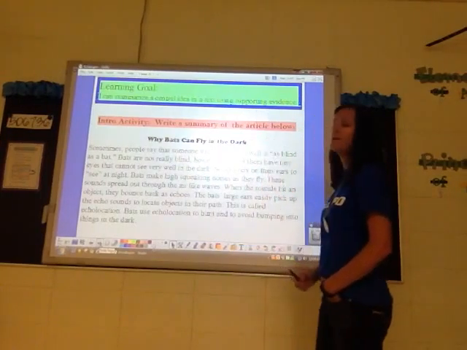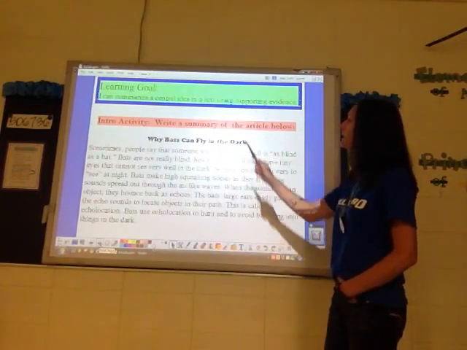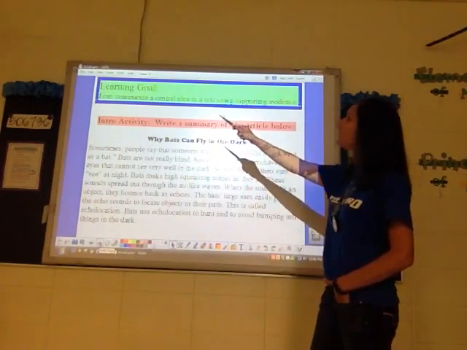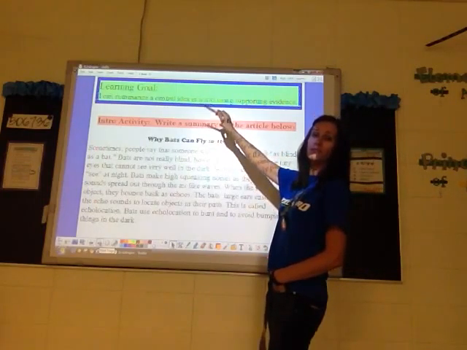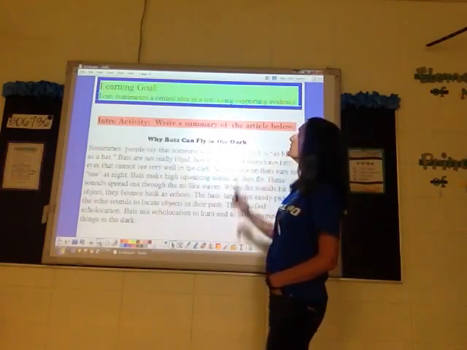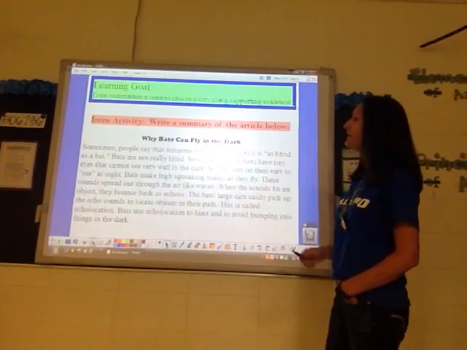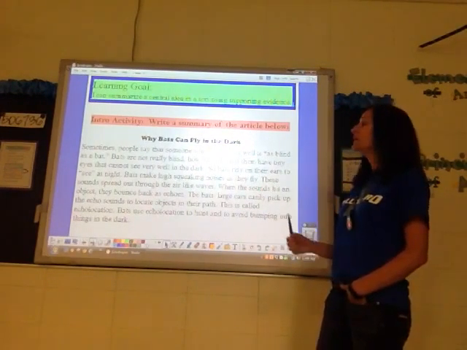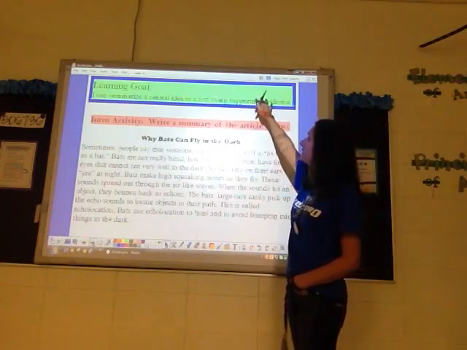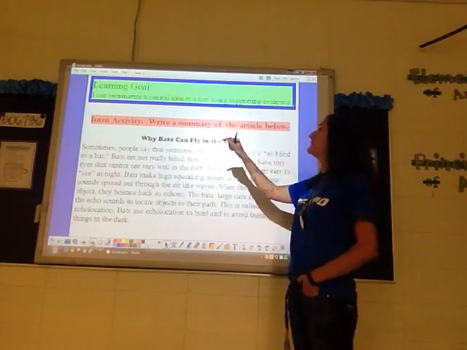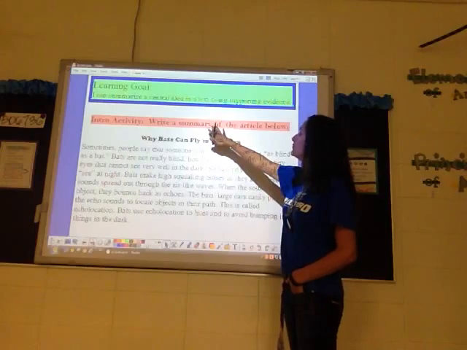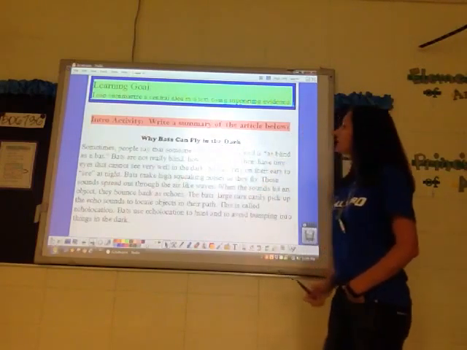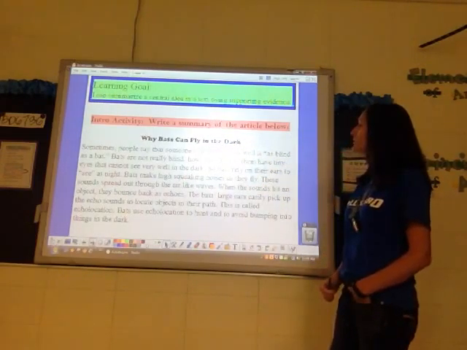This is what would be on the board as the students walk in. First thing they're going to be looking for is the learning goal. They will be checking off the sheet that they have, a list of all the learning goals for the year. And I can summarize a central idea in a text using supporting evidence. So the first thing they would do is look this over. Oh, we're working on summarization today of those central key ideas. And they see their interactivity is write a summary of the article below.